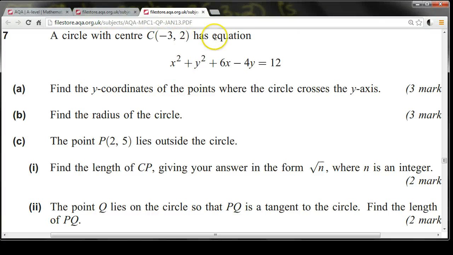A circle with center -3, 2 has this equation. Find the y-coordinates of the points where the circle crosses the y-axis. Find the radius of the circle. Point P, 2, 5, lies outside the circle. Find the length of CP. Give me your answer in the form of root n, where n is an integer. The point Q lies on the circle, so that PQ is a tangent to the circle. Find the length of PQ.